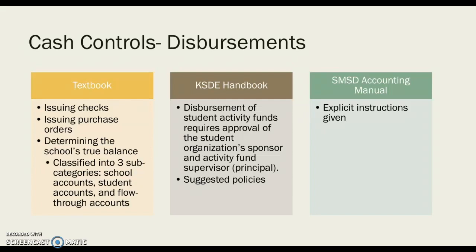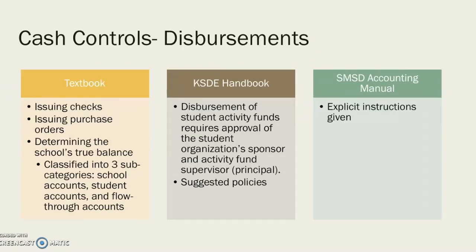And in order for student activity funds to be spent, a requisition must be approved by the student representative and a sponsor from the requesting club prior to the issuance of a purchase order. In elementary schools, the requisition and the purchase order are the same form. There are specific guidelines laid out for the elementary, middle, and high school levels within our SMSD accounting manual.